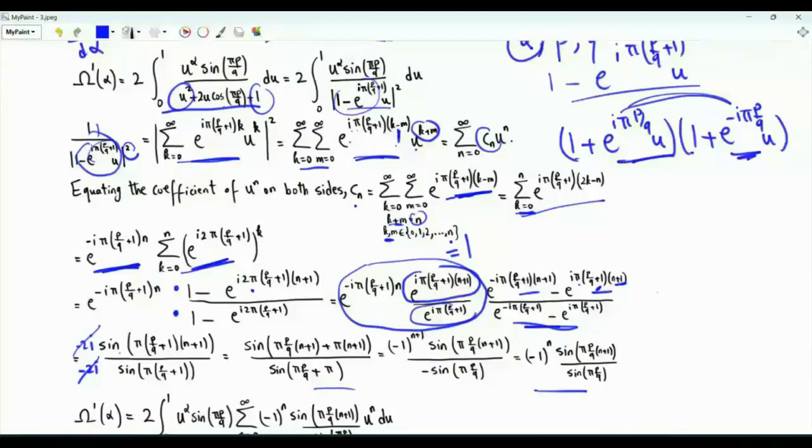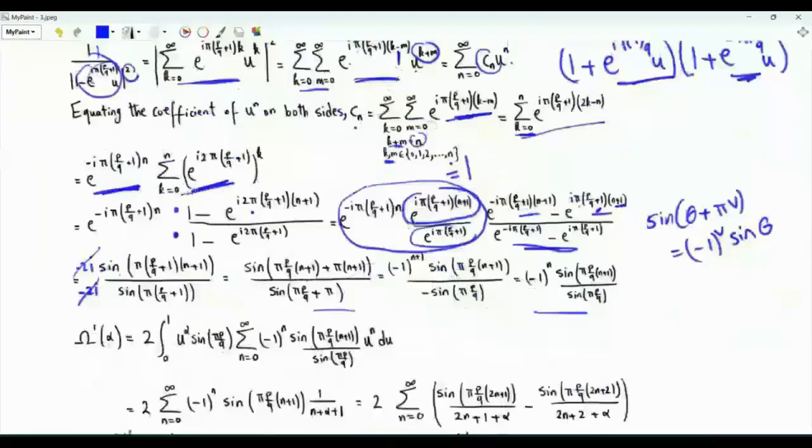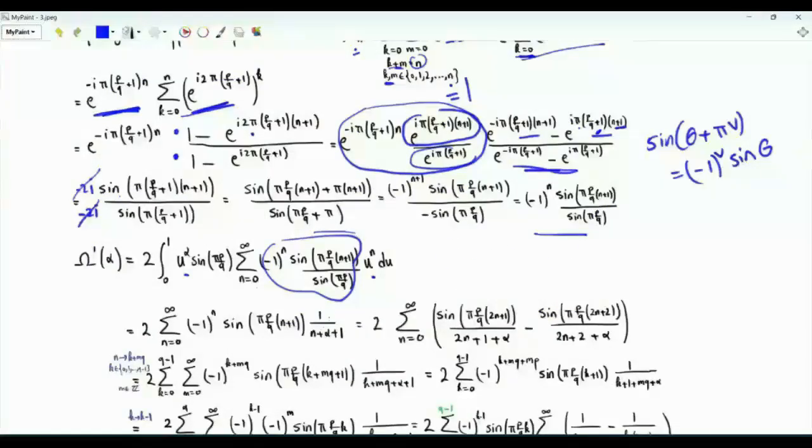We can simplify the result by using the fact that sine of theta plus pi times an integer, say v, is equal to minus 1 to the power v times sine theta. 1 over this magnitude squared is now given by summation n from 0 to infinity of the coefficients cn times u to the n du. We do term by term integration with respect to u. We get 1 over n plus alpha plus 1.